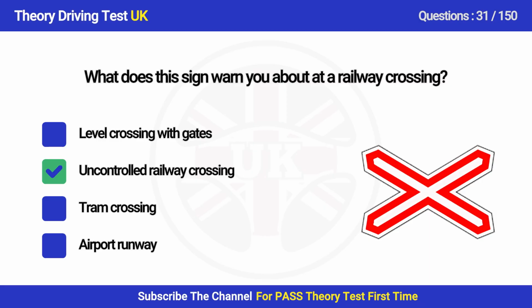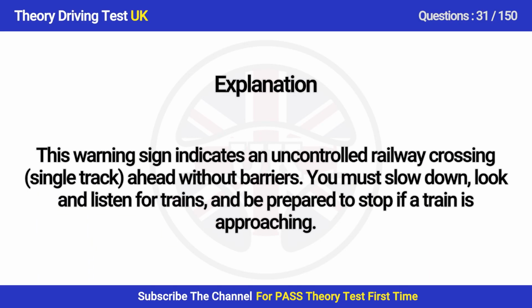Answer is B. Uncontrolled railway crossing. This warning sign indicates an uncontrolled railway crossing, single track ahead without barriers. You must slow down, look and listen for trains, and be prepared to stop if a train is approaching.